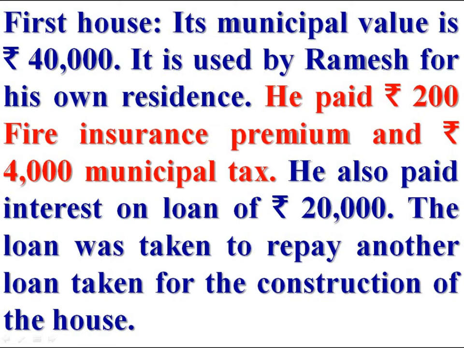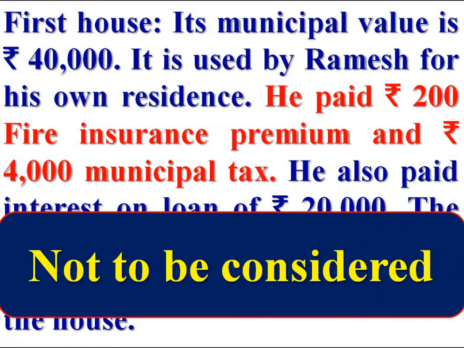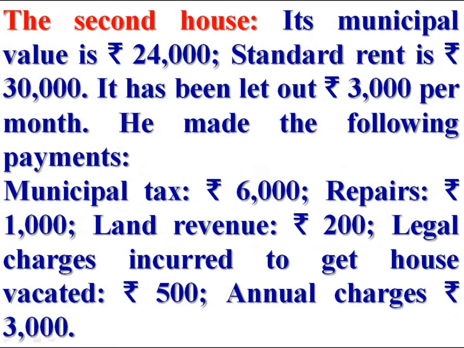In the case of first house, we are given the assessee paid Rs 200 fire insurance premium and Rs 4,000 municipal tax. These are not to be considered. In the case of self-occupied property, net annual value is nil. There is no need of municipal tax. And the fire insurance premium is not deductible. These are not to be considered. The second house.